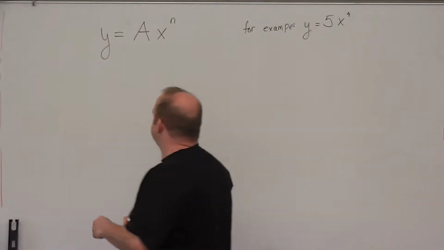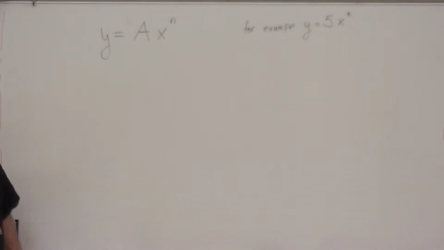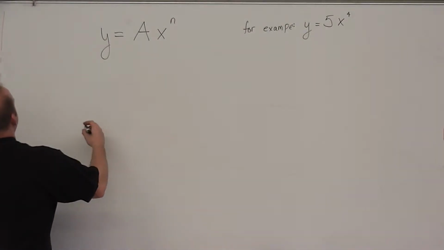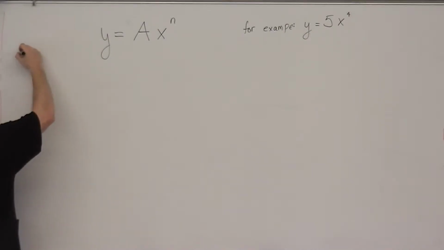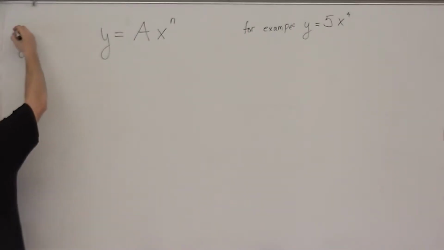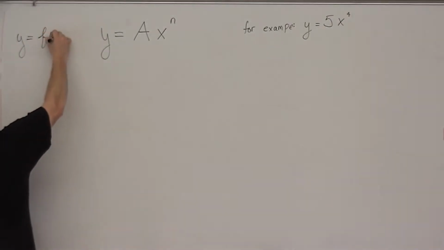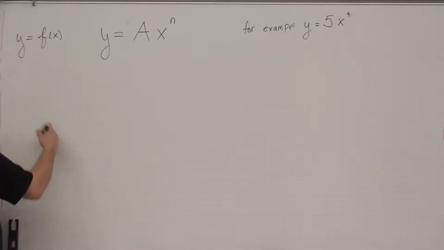Now, the general form of what we have here, and there's a couple different ways that we're going to write this. First of all, I probably should go over how to write a derivative. So now y is equal to f of x. Now a couple different ways that we can do this.